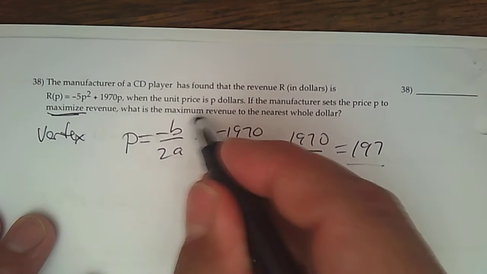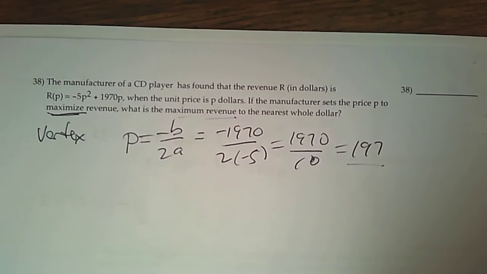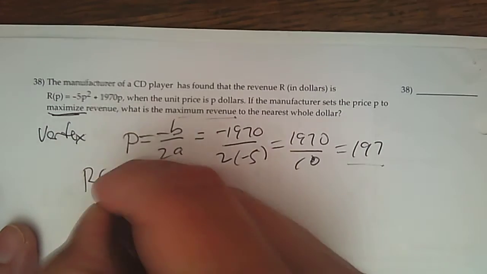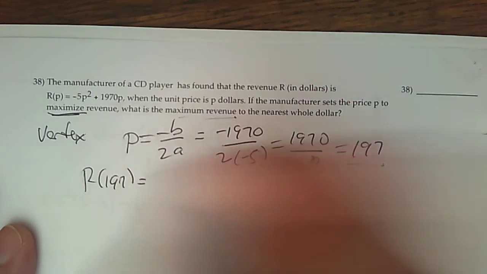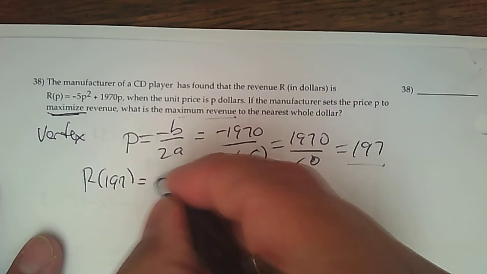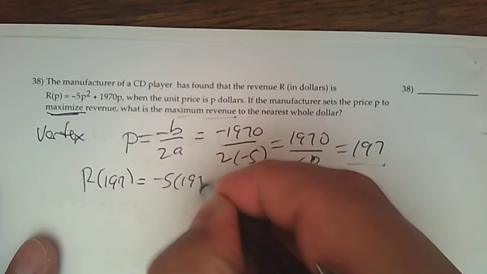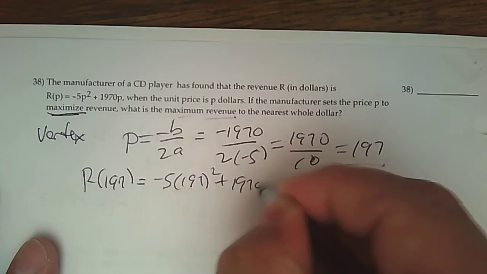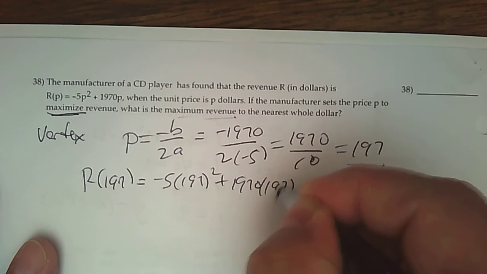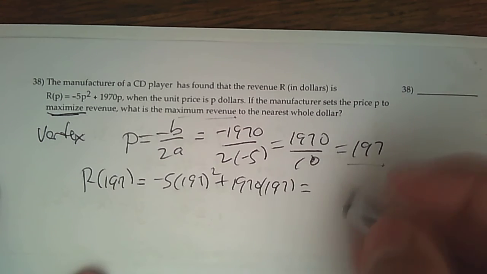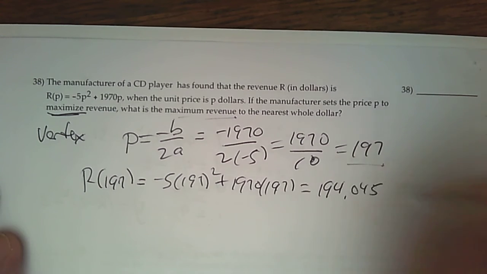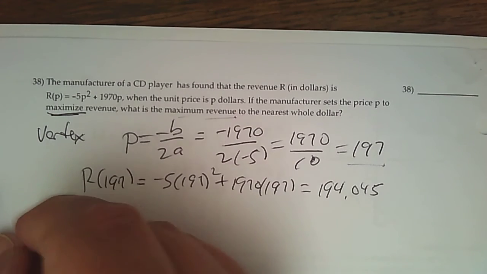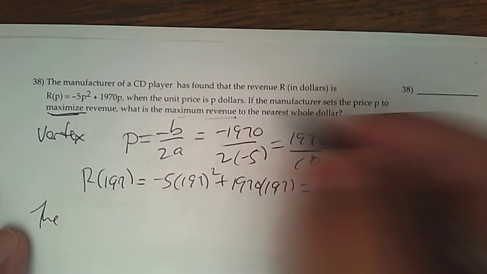Then the question is find the maximum revenue, not the price per CD player. So to find the revenue, I have to go back with that number, $197 for the cost per CD player, and then plug that in. So $197. I would use a calculator, and that would be $194,045.